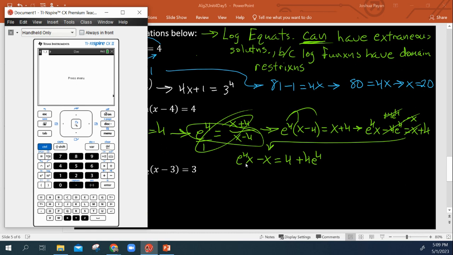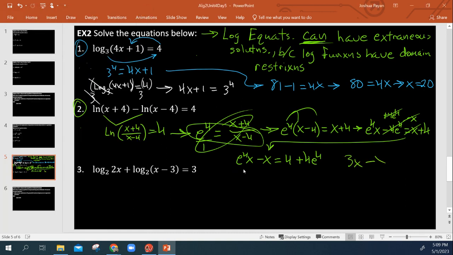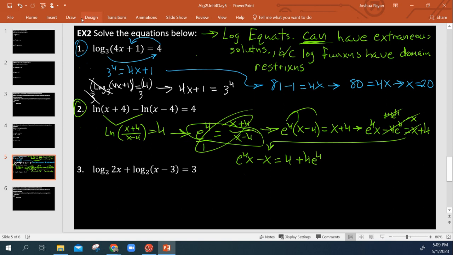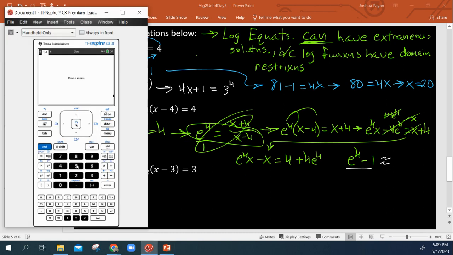Anyway, if you remember, Euler's number is about 2.72. Imagine for a second if we had 3x minus x. Well, that's 3x, take away 1x, that's just 2x. So this is not any different than what you see right here. 2.72 to the fourth power times x minus 1x. So we need to find what is e to the fourth power minus 1. That is what we're going to enter into the calculator.